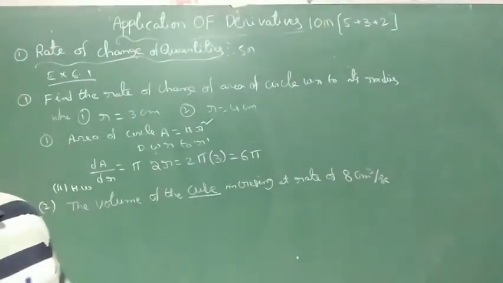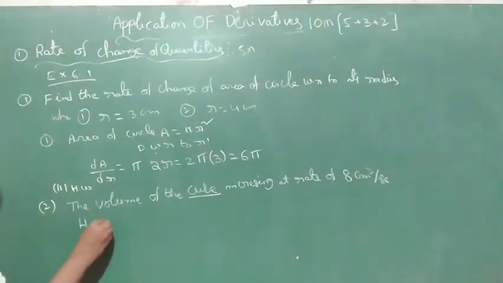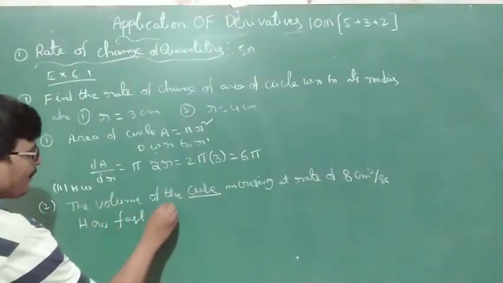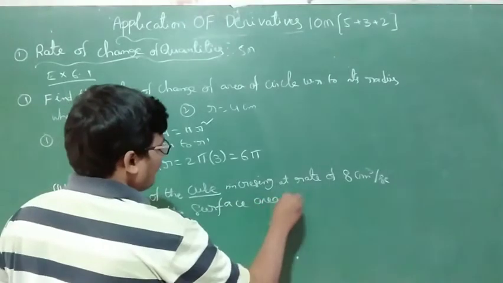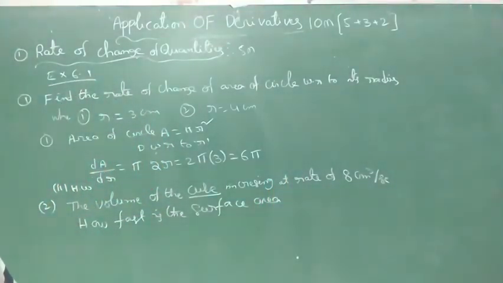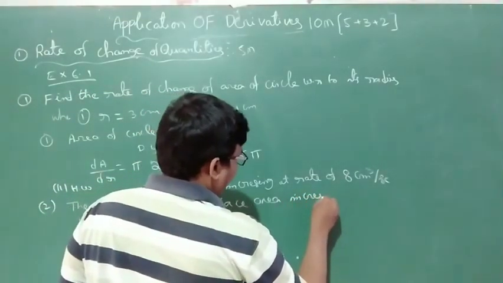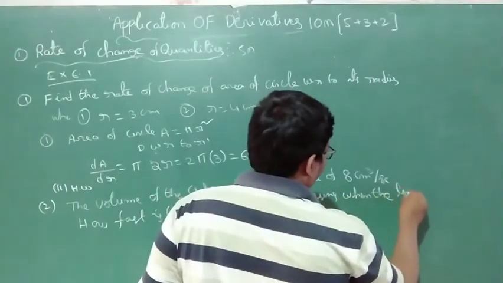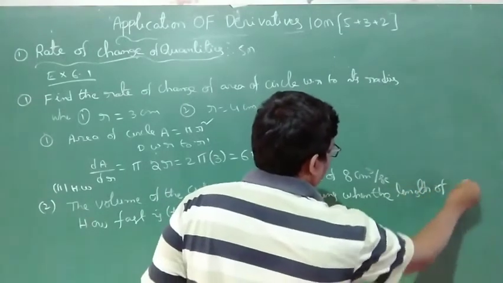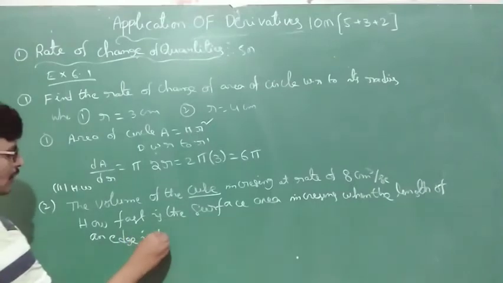How fast is the surface area increasing when the length of an edge is 12 centimeters?